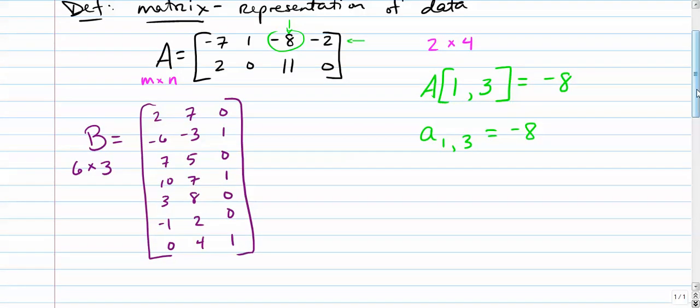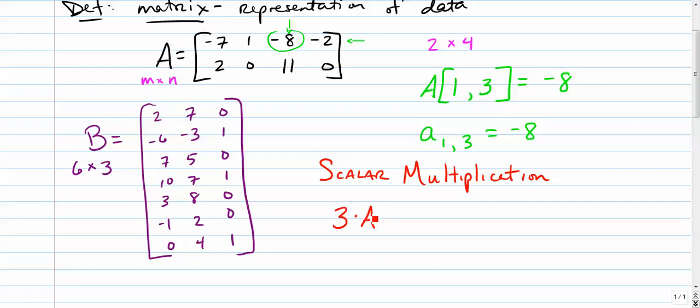Now if we're ever asked to multiply a matrix by a scalar, that's our next topic here. Scalar is just a fancy way of saying a number that you would multiply a matrix by. So scalar multiplication is pretty simple. Let's say we wanted to take matrix A here and multiply it by 3. So we're taking every entry in A and inflating it by a multiple of 3.